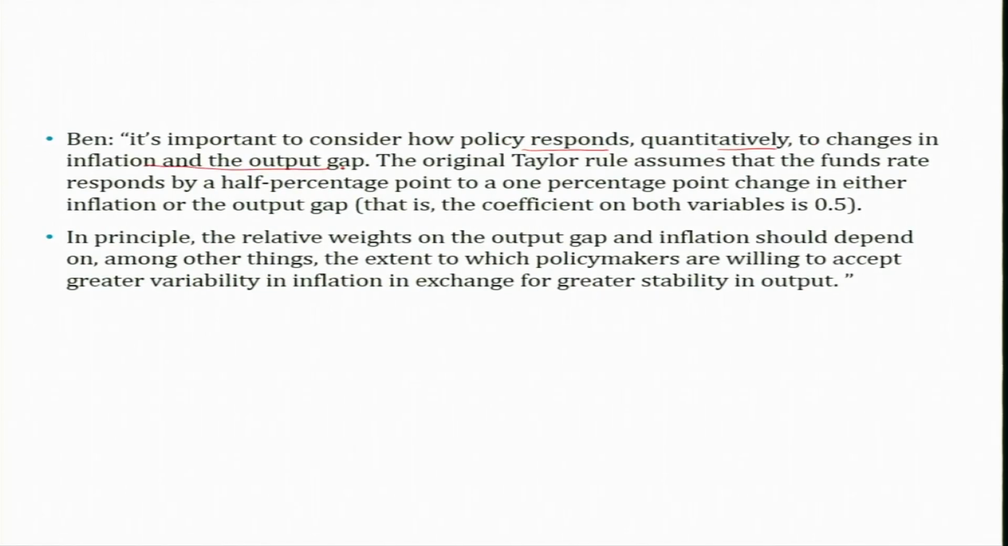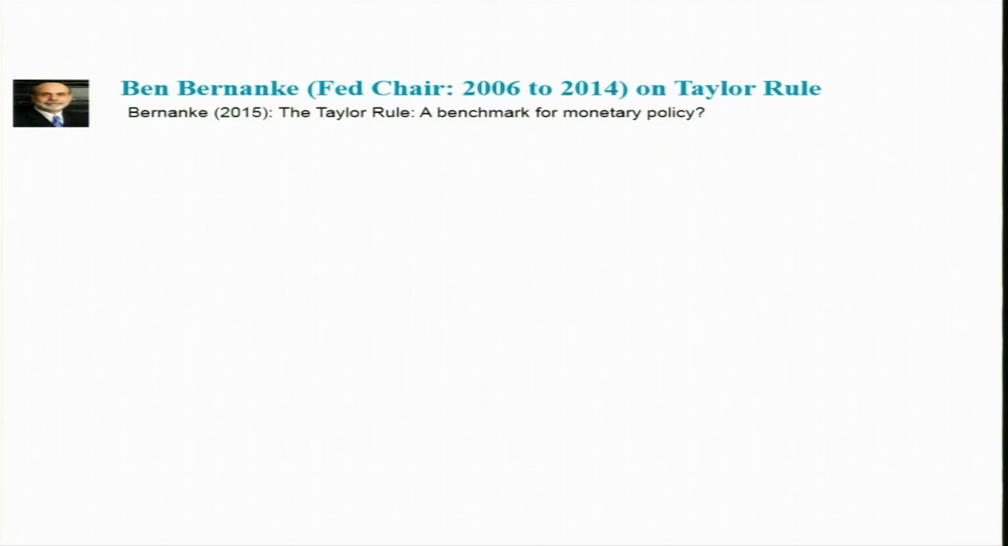So what Ben is saying is that it's important to consider how policy responds quantitatively to changes in inflation and output gap. The original Taylor rule assumed that the funds rate responds by 0.5 percentage point to 1 percentage point change in either inflation or output gap. In principle, the relative weights on the output gap and inflation should depend on, among other things, the extent to which policymakers are willing to accept greater variability in inflation in exchange for greater stability in output, because you know that there is a trade-off between inflation and output. So it also depends on the policymakers' willingness to accept the variability in the trade-off. In that way, according to Ben, we cannot blindly follow the Taylor rule. There are other considerations.